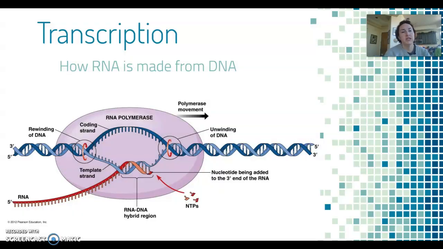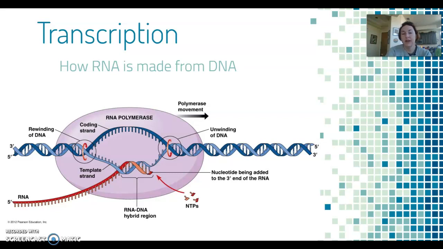Transcription is a process in which RNA is made from DNA. Like I said before, DNA is too large of a molecule to leave the nucleus. So what has to happen is we have to make it into a smaller molecule. Again, RNA is a single-stranded molecule, and so it's going to be able to fit outside of those nuclear pores and head into the cytoplasm towards the ribosome. The picture I'm showing you right now is showing you how that is made.